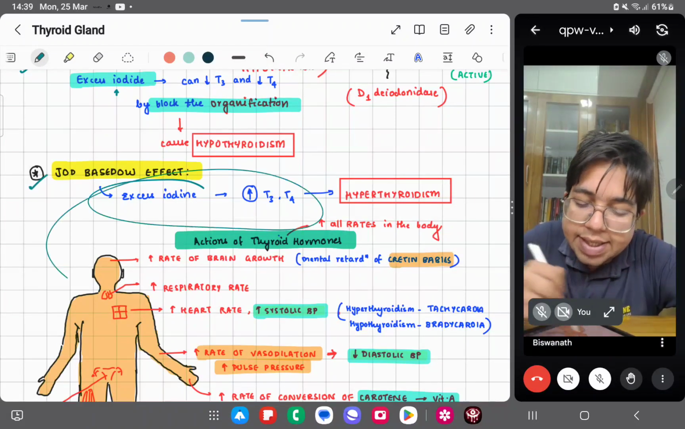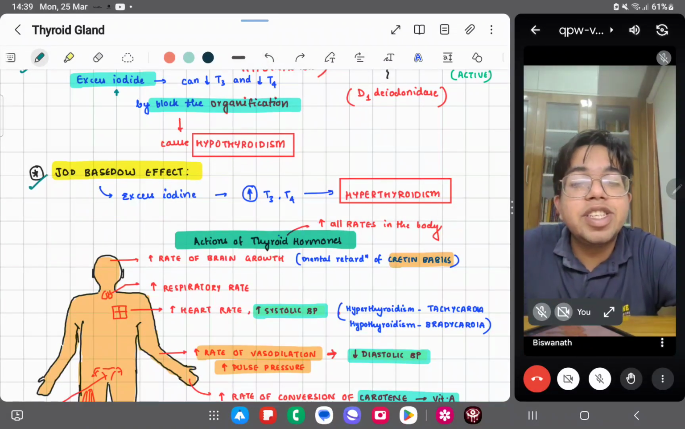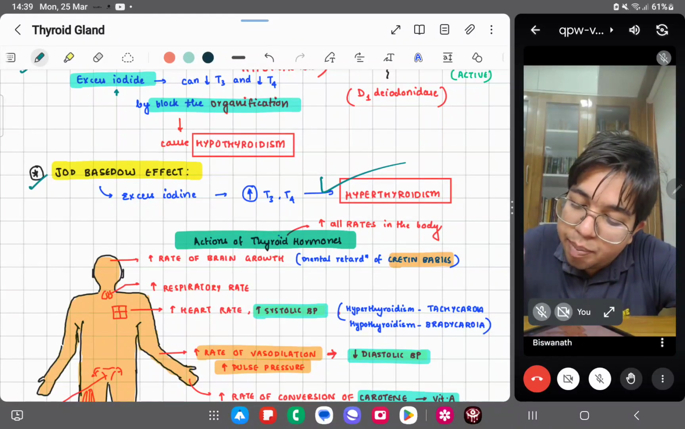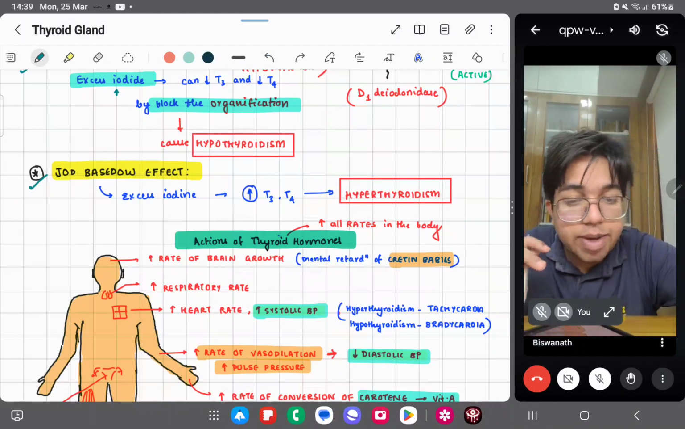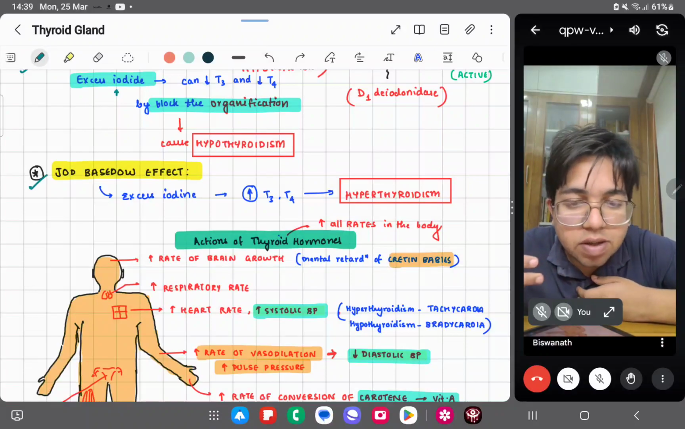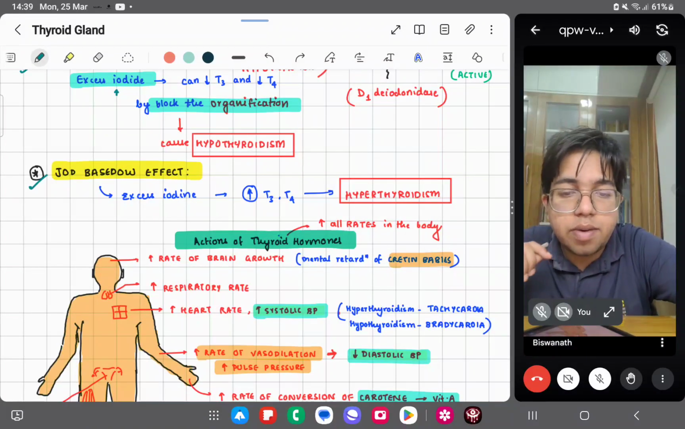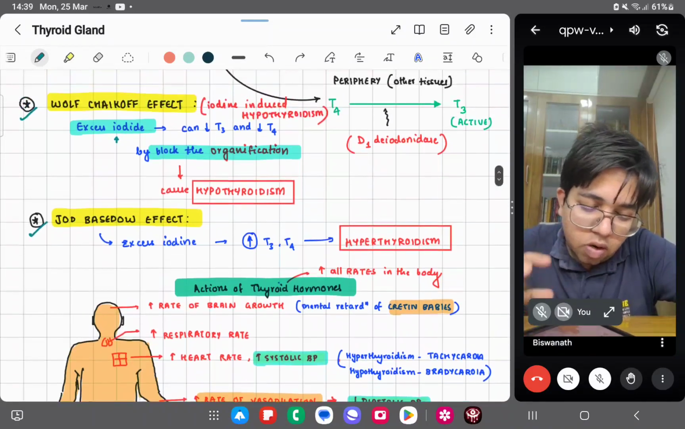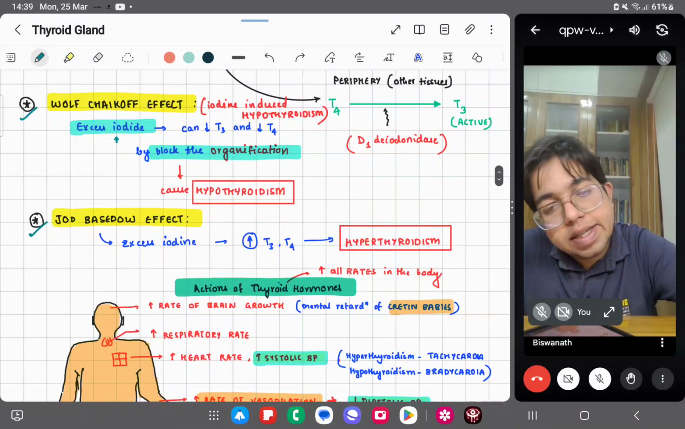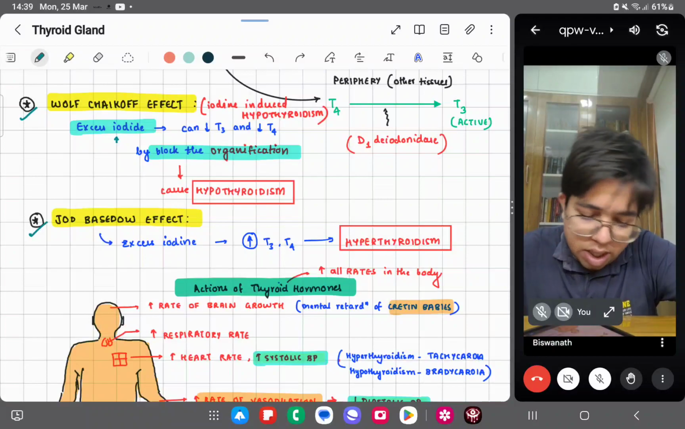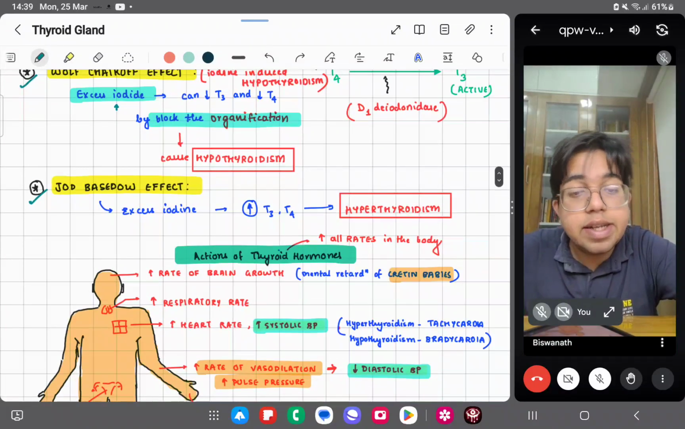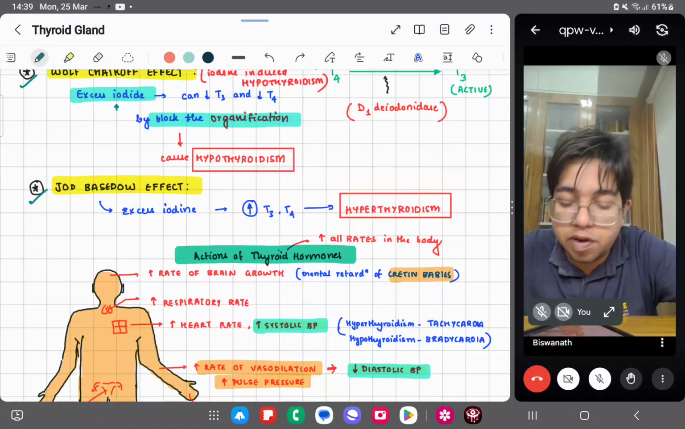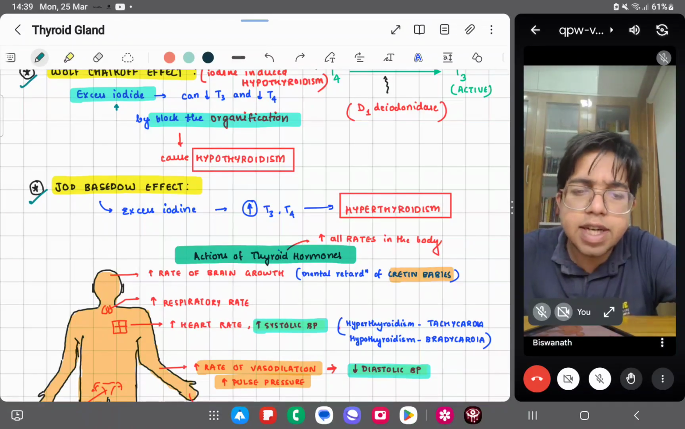And in the Jod-Basedow effect, if there is excess iodine, there can be a tendency of increase in synthesis of T3 and T4, which will cause hyperthyroidism. So basically, these are antagonistic effects. These effects are not pinpointed to what will occur. In Wolff-Chaikoff, excess iodine decreases T3 and T4 due to feedback effect. In Jod-Basedow, excess iodine increases T3 and T4. So it's a tendency that you will get confused, but it's what it is.